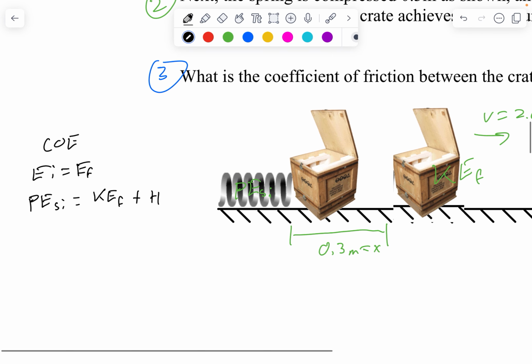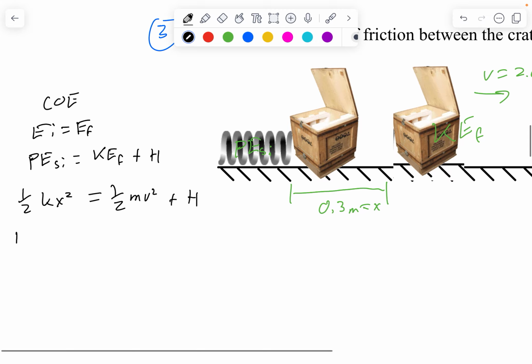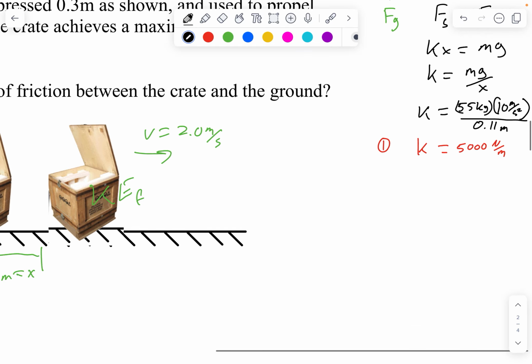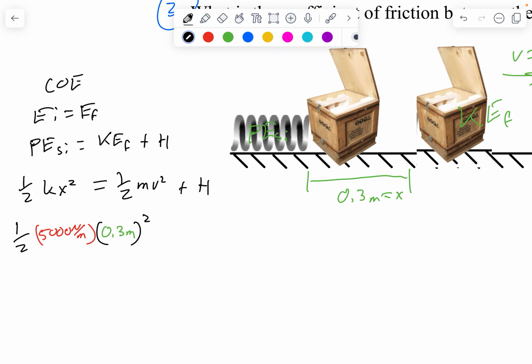So if I calculate this, the PE spring, that's half k x squared, is equal to 1/2 mv squared plus this thermal energy. Now I'm going to use the value that I got from question 1. The k value is 5,000 newtons per meter. That part still holds true, so I'm just pulling that over here. And I compress this thing 0.3 meters.